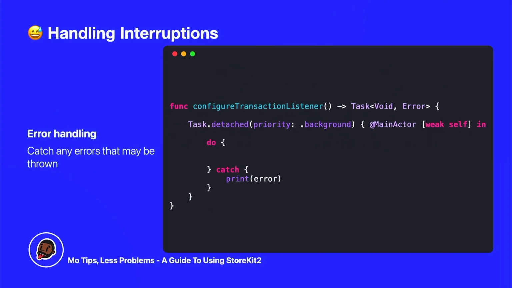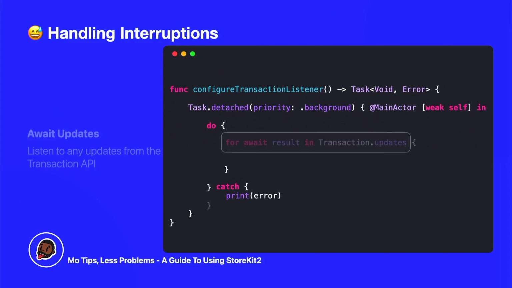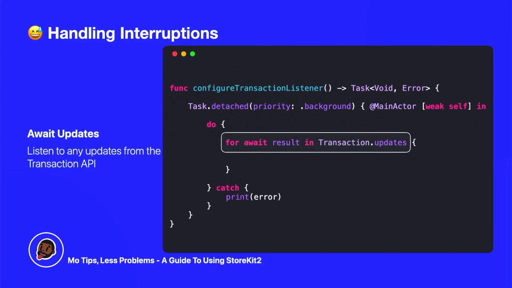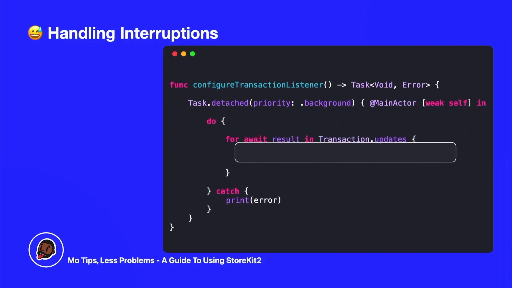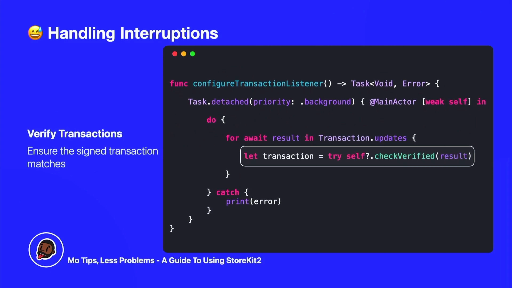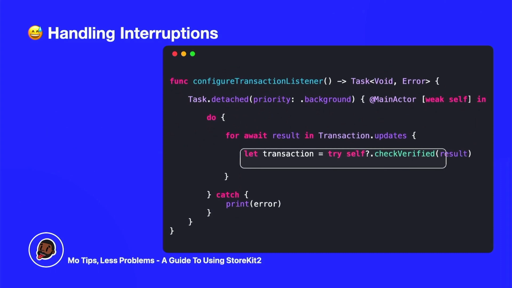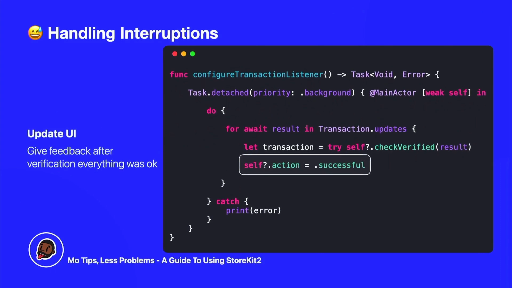Within here, we can also catch errors, so I've got a do-catch for catching errors. And this is where we're now going to use that property on the transaction API. I can now listen to updates for any interruptions that have happened and await them. This will push through any interruptions that have happened whilst my app was in use, and I can handle them within this loop here. I can just reuse my check verified function to see if everything's all good. And if everything is all good, I'll simply update my UI to say thank you to the user.